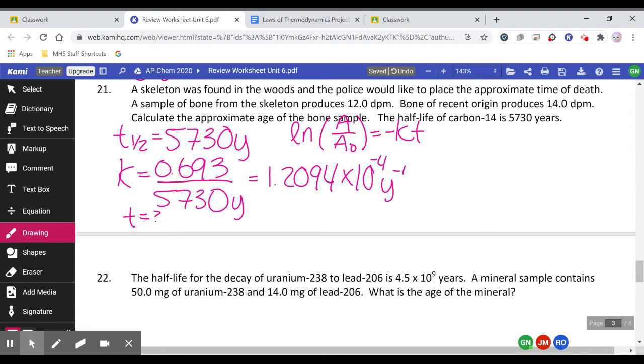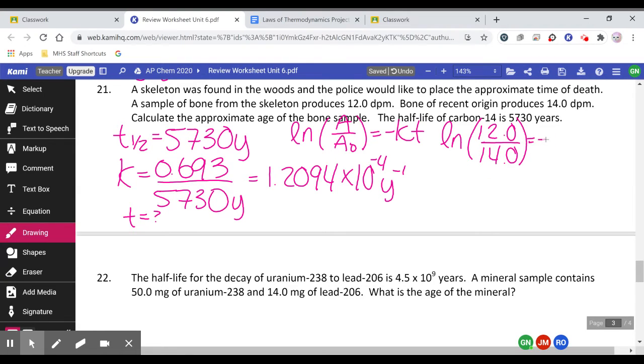And then they tell us our A sub 0 is, which one of those? Sometimes that's the trickiest part, right? Just figuring out which one's your A, which one's your A sub 0. 14. Yeah, our initial one is the 14. Remember, the bottom one is going to be the biggest, so that's another kind of clue or indicator. So if our bottom one is the 14, our top one must be the 12. That's disintegrations per minute.